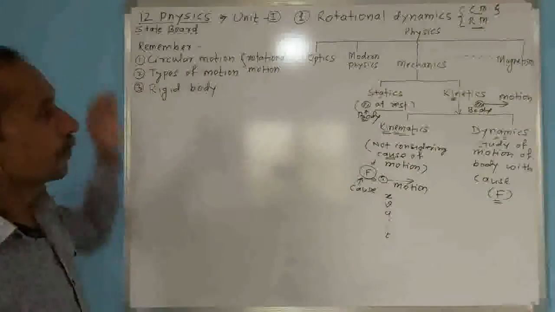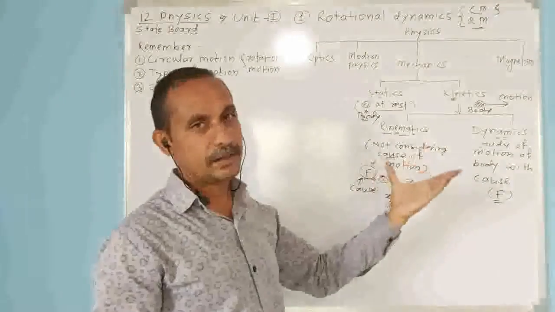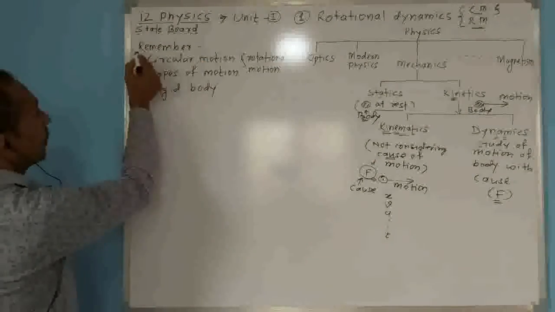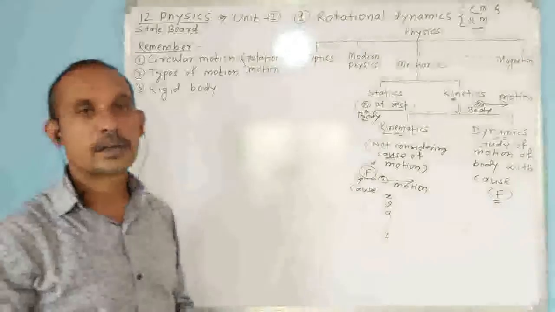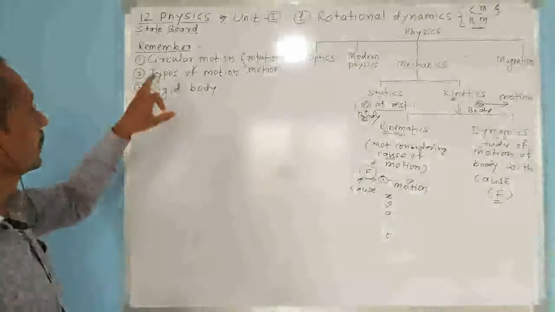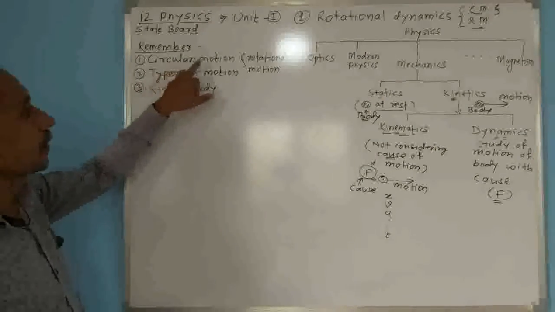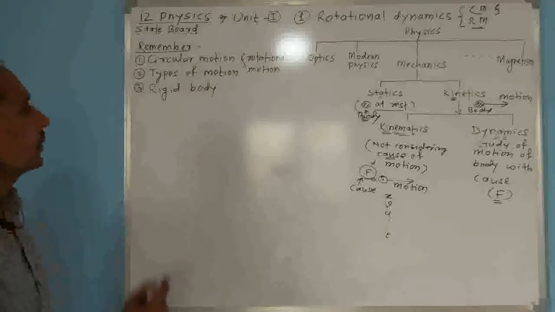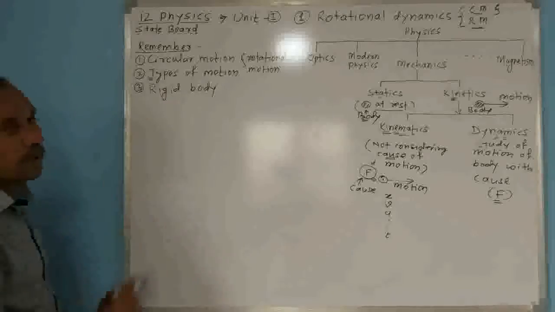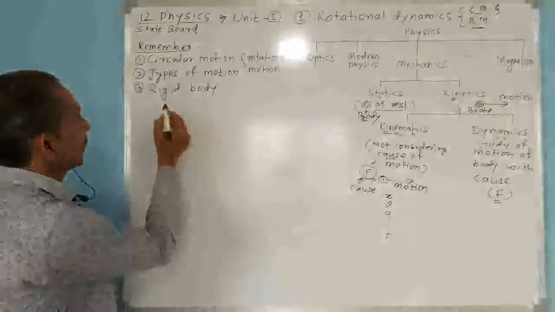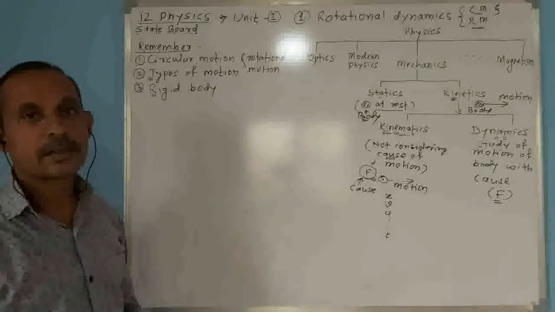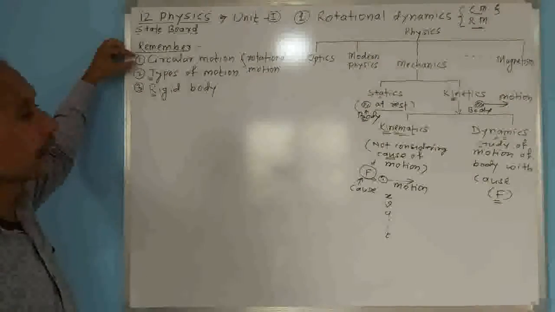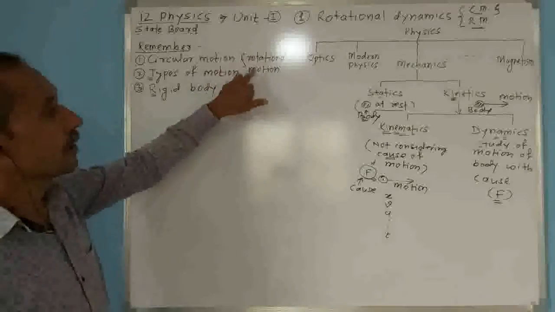Now, before going ahead, we have to remember last year's terms. That means circular motion and rotational motion. Next, types of motion, and then next, rigid body. So let's see one by one: circular motion and rotational motion.